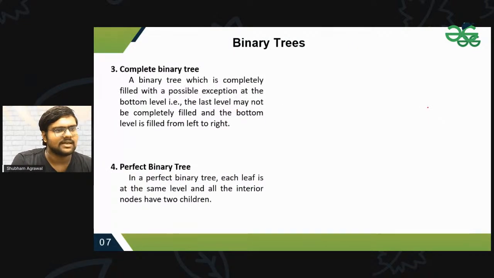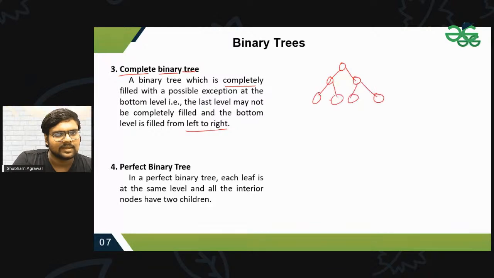A complete binary tree is defined as a binary tree in which the second last level is completely filled, and the last level may or may not be filled, but the filling should be done from left to right. So if I have a tree something like this, here the second last level is full, and the last level contains 2 nodes. So this is an example of a complete binary tree.